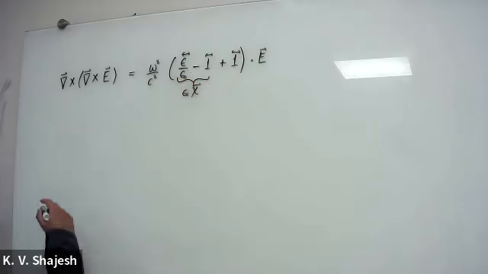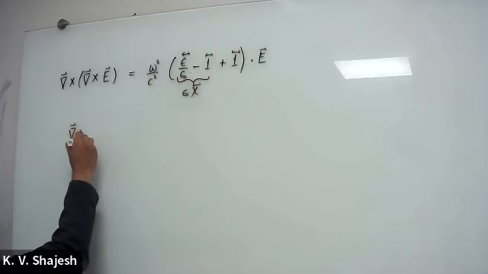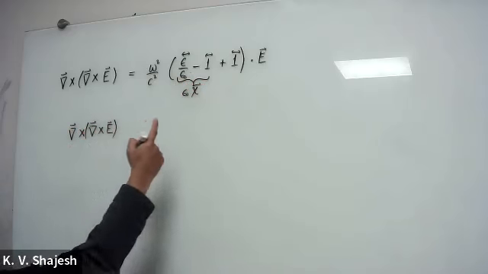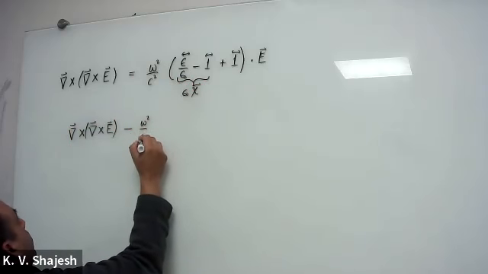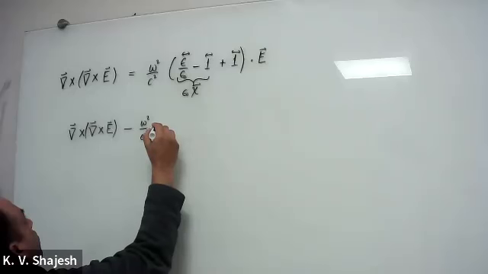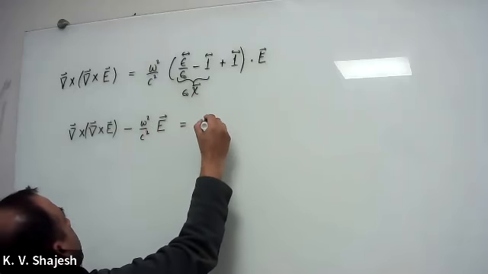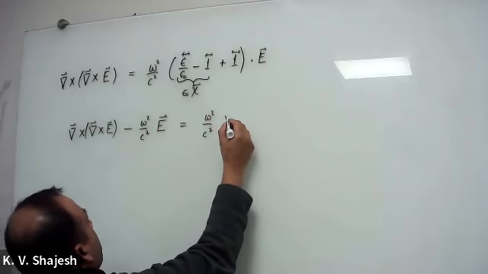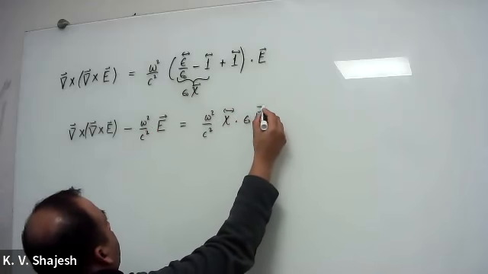So overall, what we have is L cross del cross E, or pull this piece to the left, so that's minus omega squared over C squared times 1 times E is E itself. And that's equal to omega squared over C squared times chi with epsilon naught and E.